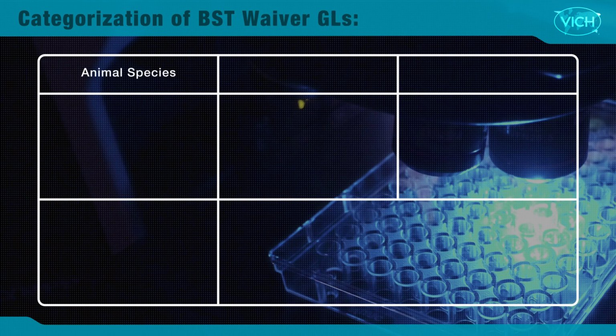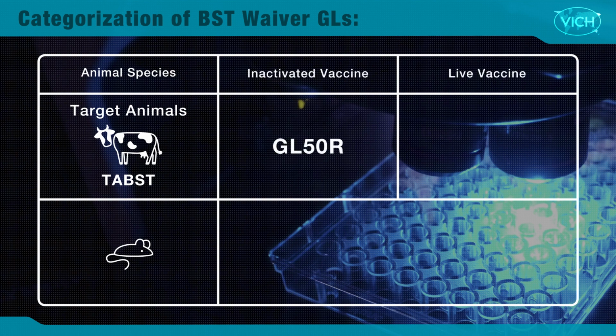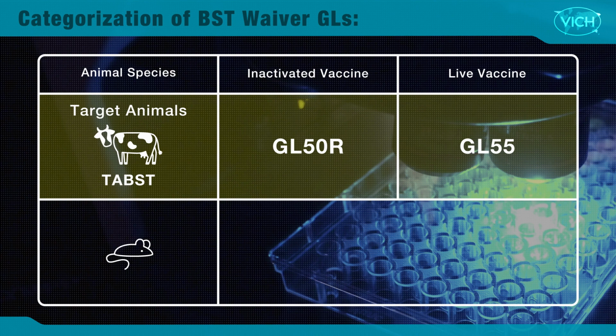BSTs are divided into two categories depending on the type of animal used, with those using target animals known as the Target Animal Batch Safety Test, or TABST. The GL50R and GL55 are guidelines on waiving these tests. When laboratory animals are used, the test is known as the Laboratory Animal Batch Safety Test, or LABST, and the GL59 is the guideline on waiving this test.